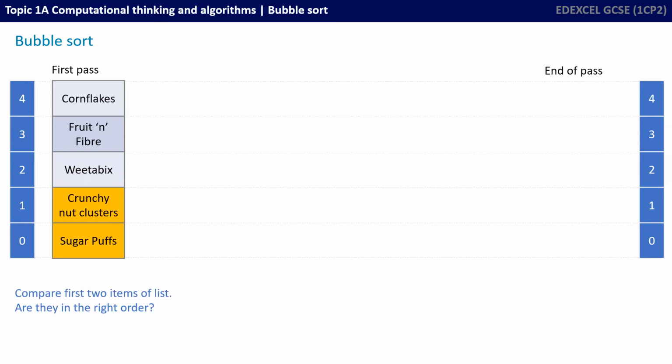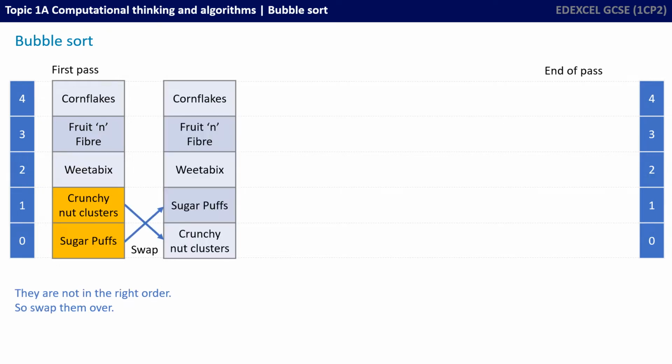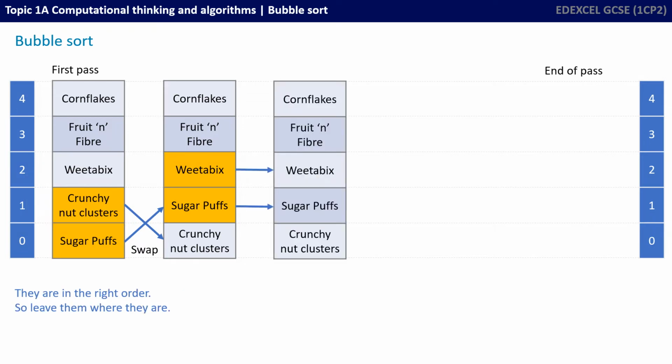So we start by comparing the first two items of the list. Are they in the right order? Well, they're not in the right order, so we swap them over. We now compare the next two items in our list, so that's Weetabix and Sugar Puffs. Are they in the right order? Well, yes they are, so we leave them exactly where they are.